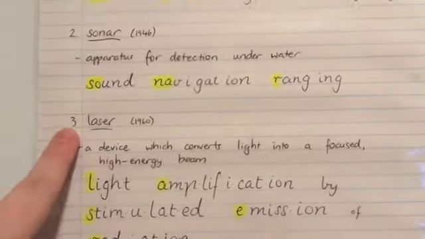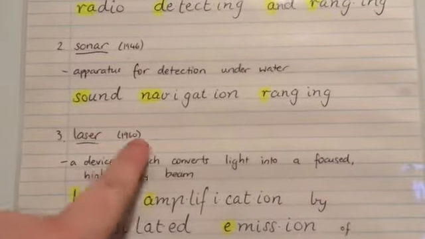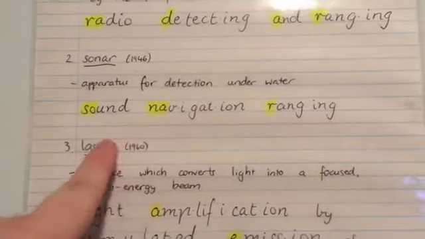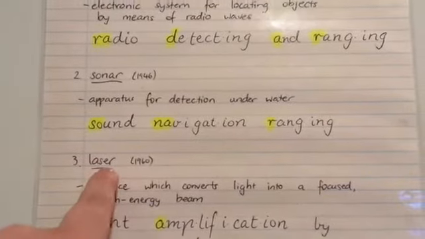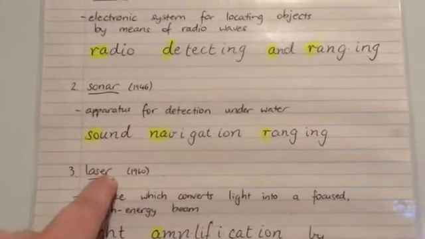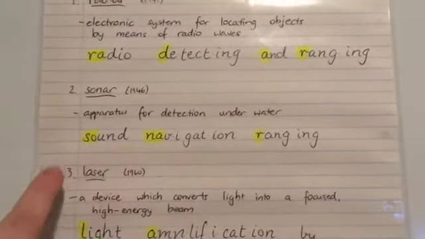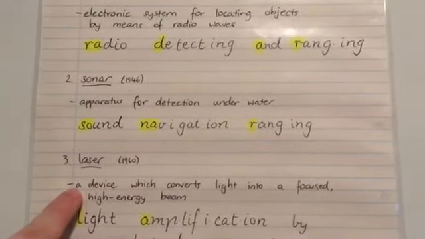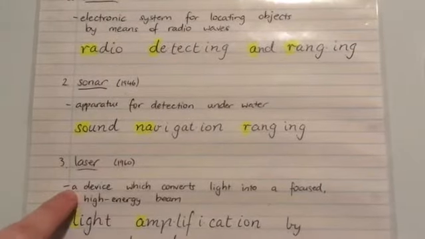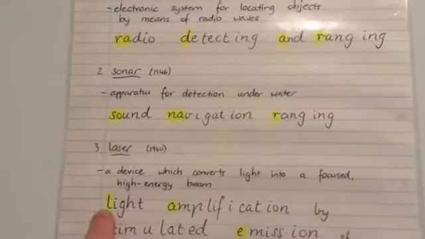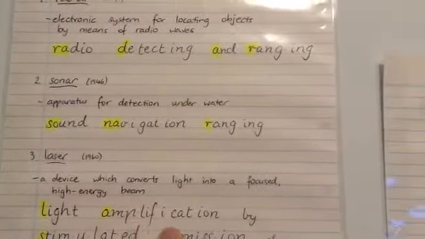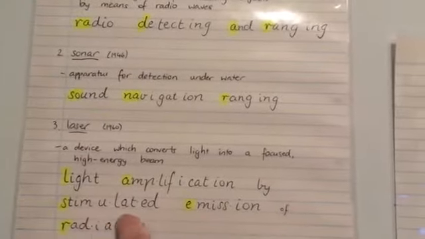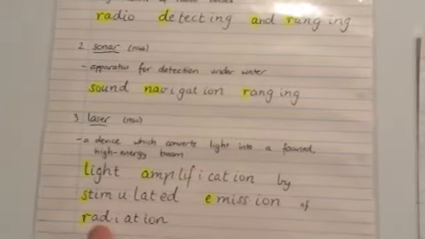Laser. Did you know that laser was originally an acronym? It's been around since 1960, which is why I think we now always write it with lower case letters, and many people probably have no idea that that started out as an acronym. A laser, official definition, a device which converts light into a focused high energy beam, and it stands for light amplification by stimulated emission of radiation.